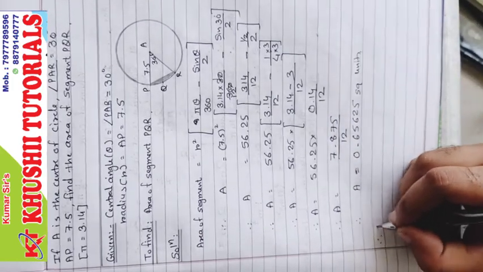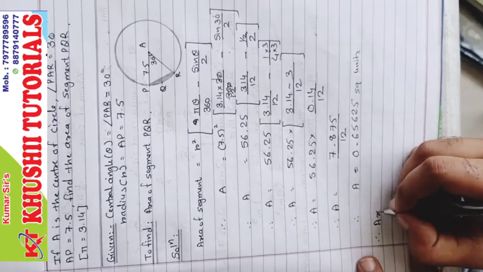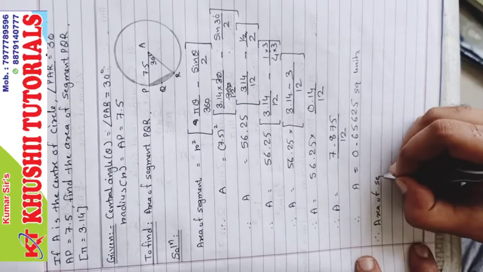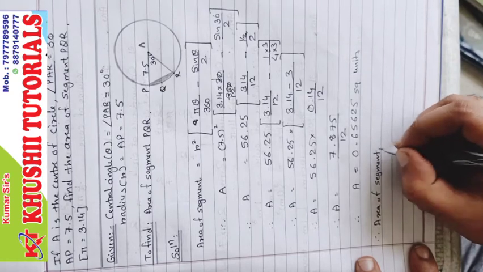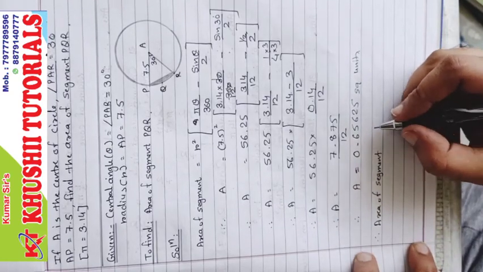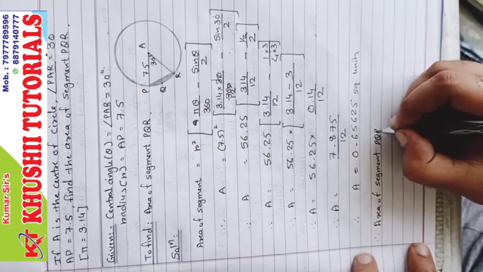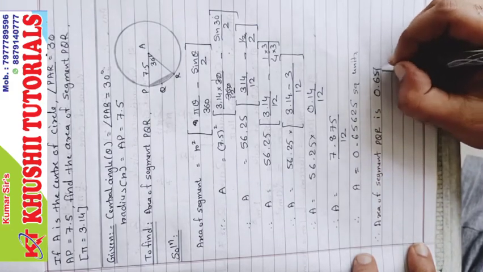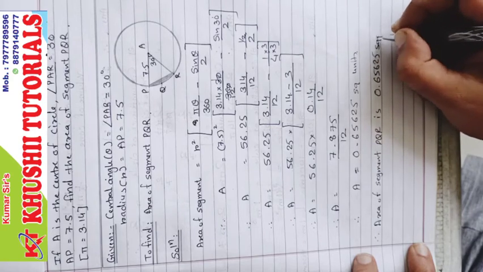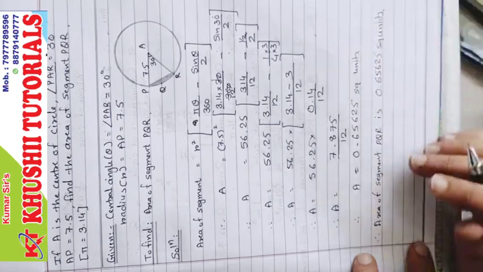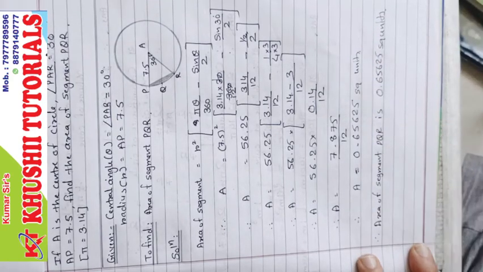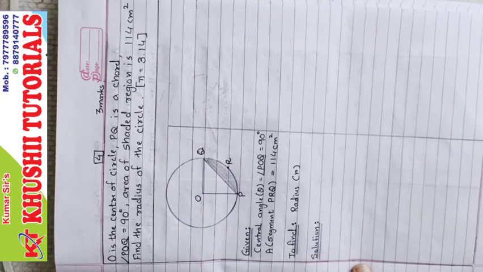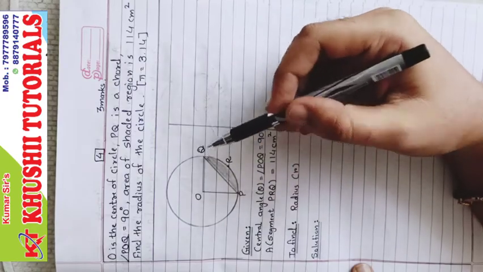Therefore area of segment, even the name of segment is given, PQR is 0.65625 square units. And this is the end of sum number 3. Sum number 4. O is the center of a circle, PQ is a chord. O is a center, PQ is a chord.